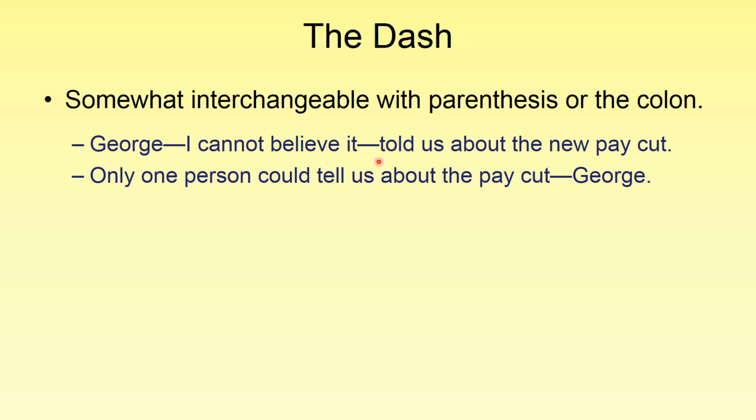George, I cannot believe it, told us about the new pay cut. You'll notice sometimes when we're speaking to one another, we will have these sudden breaks in thought. We don't want to have that in academic writing because we're looking for clarity. The next example has, only one person could tell us about the pay cut, George. Okay, we have a sudden break here and we move on to the fragment George. The better way to use this would be to turn it into independent clauses and use a colon.